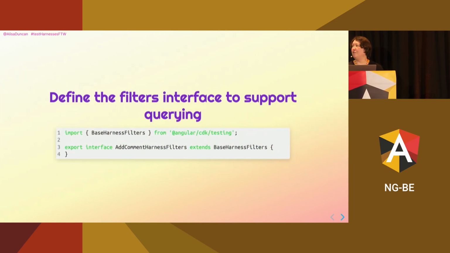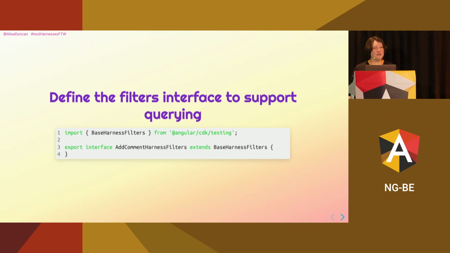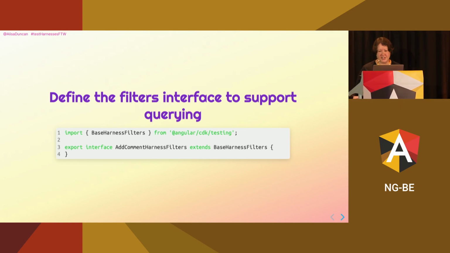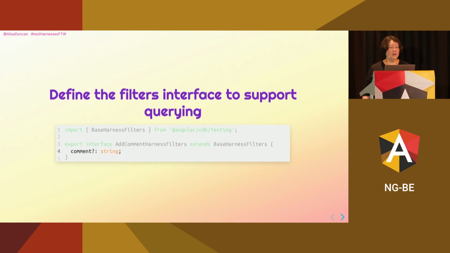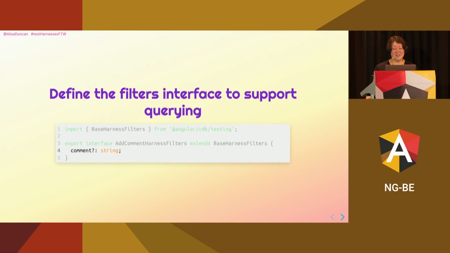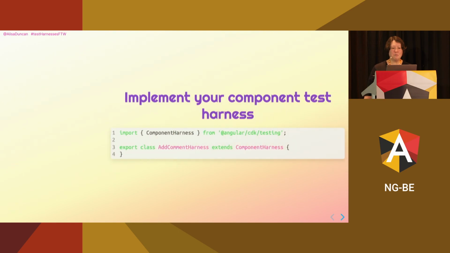First, we're going to define the filters to support querying. So we're going to create an interface called AddCommentHarnessFilters. We're going to follow the same naming conventions that Angular Material already uses, just so we can keep things consistent. And then we're going to extend from the BaseHarnessFilters. Next, we need to define how we want to filter for this commenting component, in which filtering for comment makes sense. So we'll add that. There might be other ways you want to filter later, but for now, we'll keep it at this one.